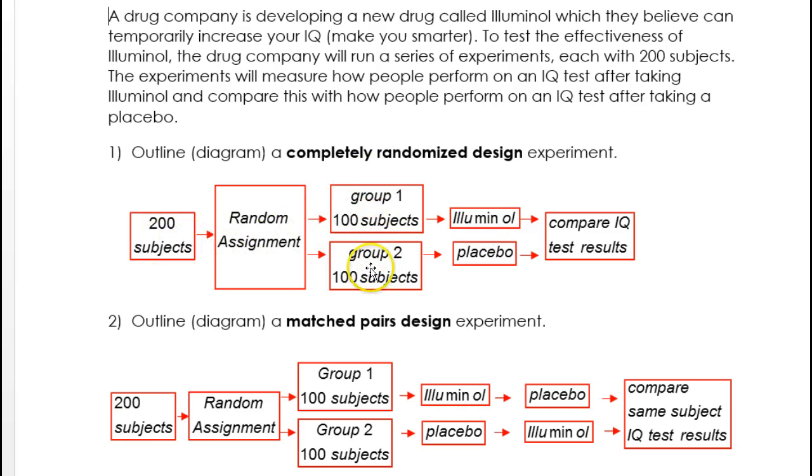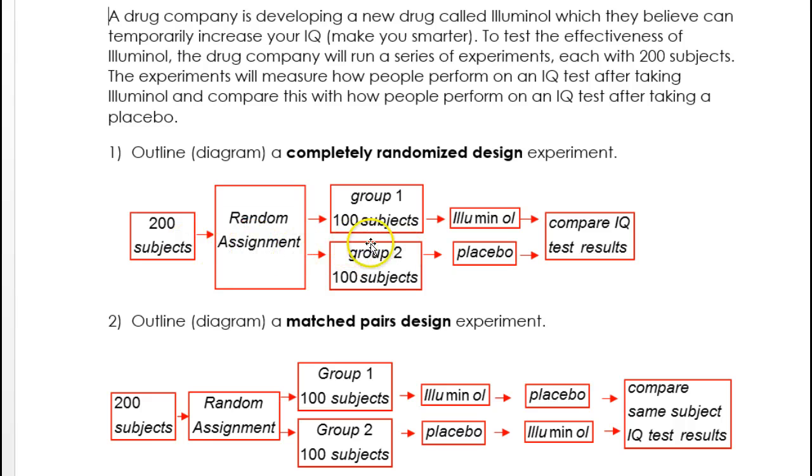Are they divided by gender, male and female? Are they divided by age? Are they divided by race? Well, in almost every case, we want to divide them randomly. And of course, this type of design is completely randomized. So this has to be here, saying that the subjects get put into groups randomly.